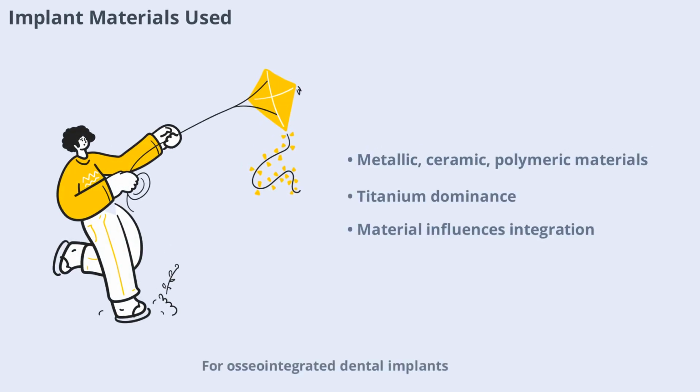For osseo-integrated dental implants, a variety of materials have been used, including metallic, ceramic, and polymeric options. Titanium remains the most widely used material due to its biocompatibility and ability to form a stable bond with bone tissue. The choice of material influences the integration process and the long-term success of the implant.